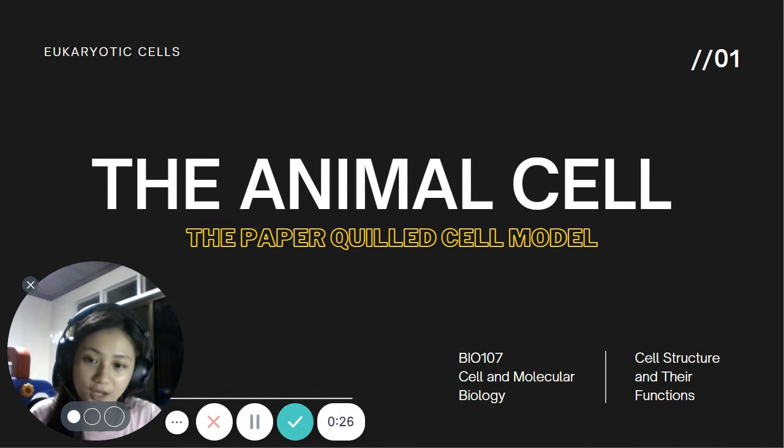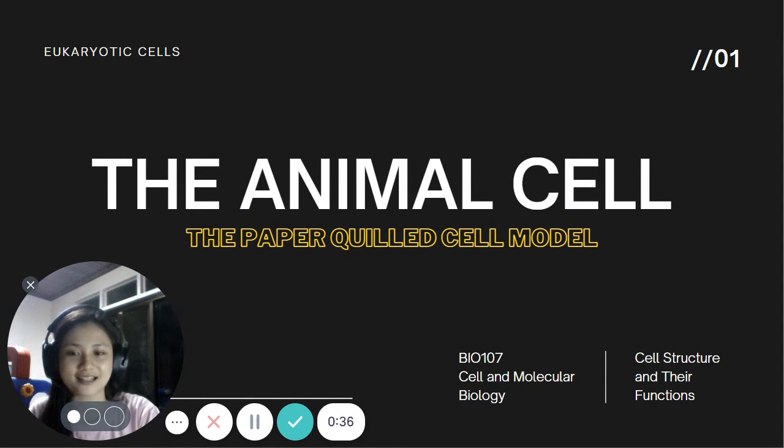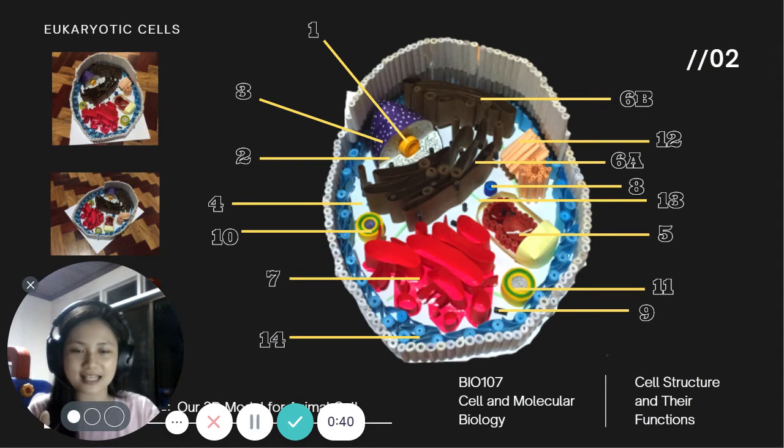And this cell model is a paper quilled model. So I have gathered sheets of paper that are not used anymore to recycle and make a cell model, which is this. So this is my cell model.